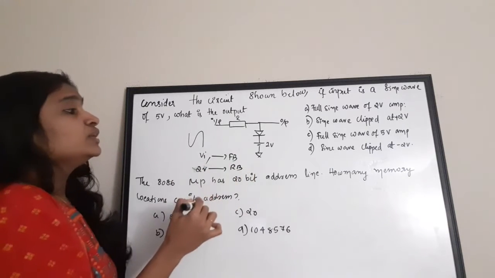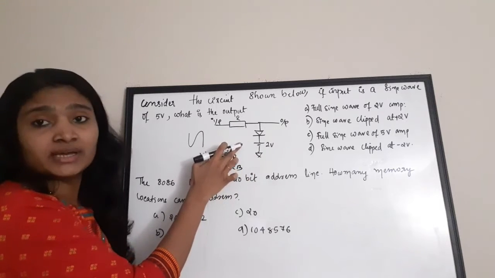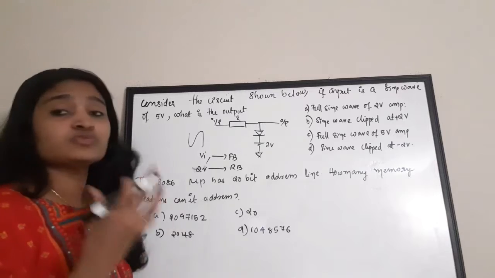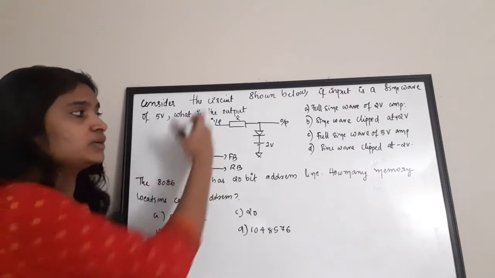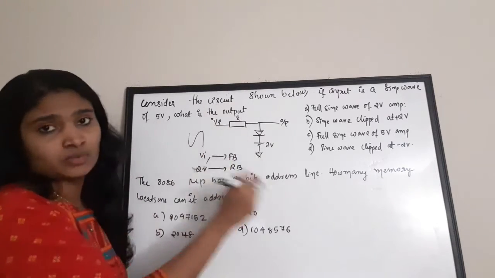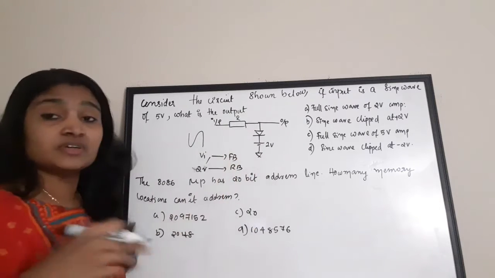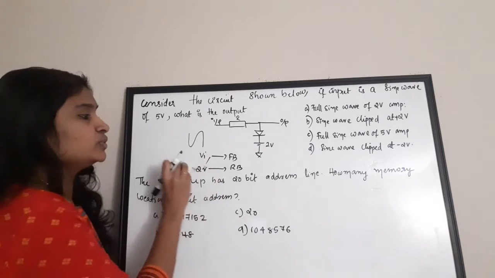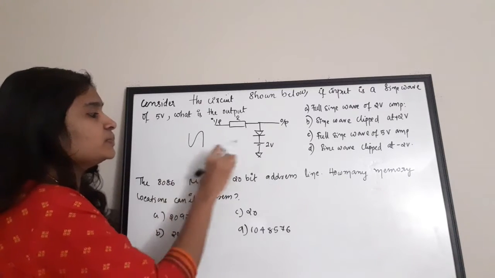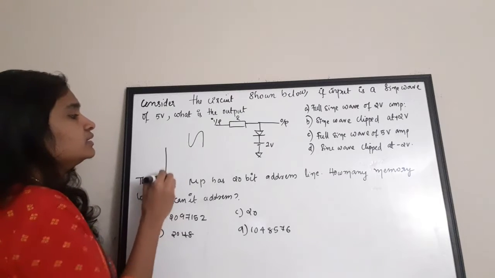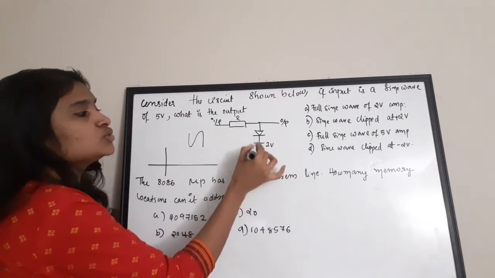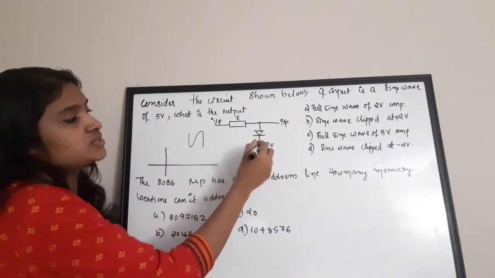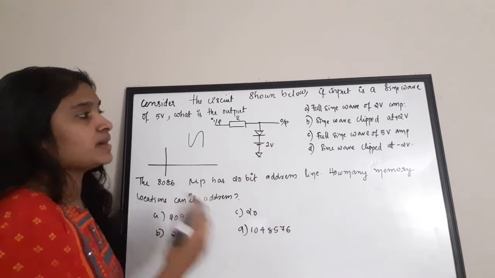During the shunt connection of the diode, that is the diode is connected in parallel, when the diode is forward biased we won't get any output. The input will go to the ground. But when the diode is reverse biased we will get the output. So how will the output waveform look during the positive half cycle? During the positive half cycle, till 2 volt, the diode is reverse biased.